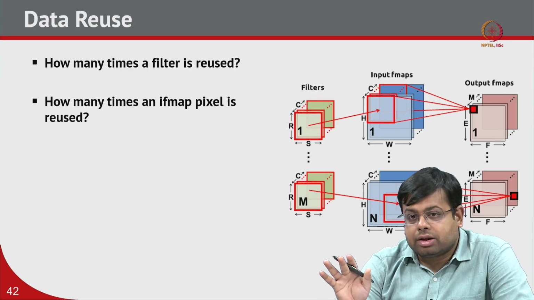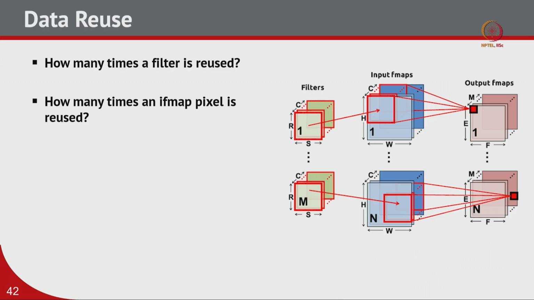Now, the main flavor of this Eyeriss architecture is data reuse. It proposes a new type of data flow which we will see very soon. But before that, let us spend a little time on data reuse. This figure shows the regular convolutional operation where we have M filters, each of size R by S by C, and input feature maps, each of size H by W by C, with a total of N input feature maps.